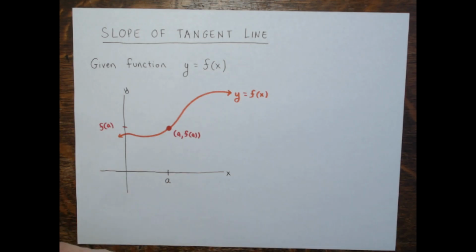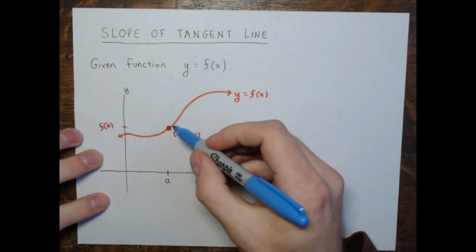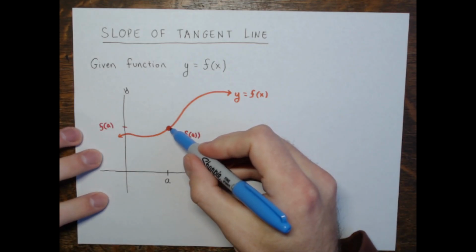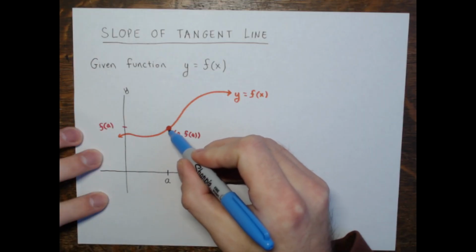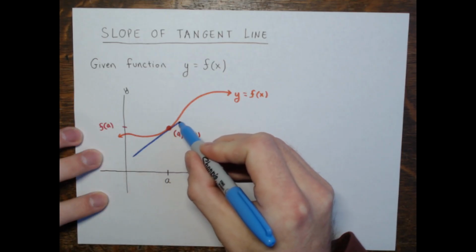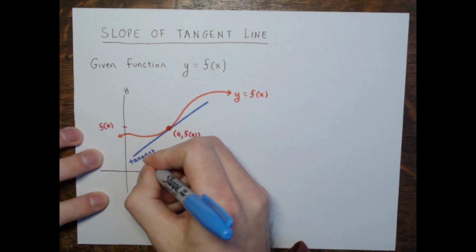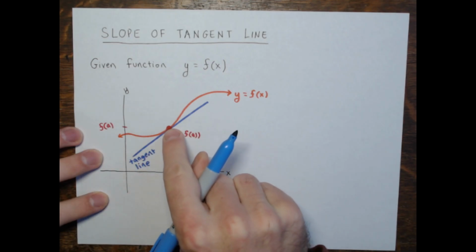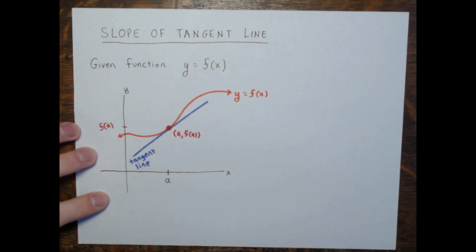So what we're asked to find is the slope of the line tangent to the curve at this point. So your tangent line would be this line here. It's the line that points in the direction the curve is moving in at that moment. So that would look something like this. So here is the tangent line at x equals a. Again, it points in the direction that the curve is going in at that moment.